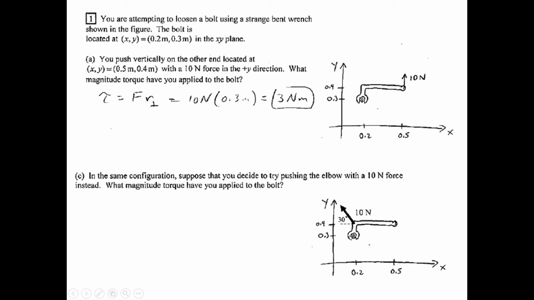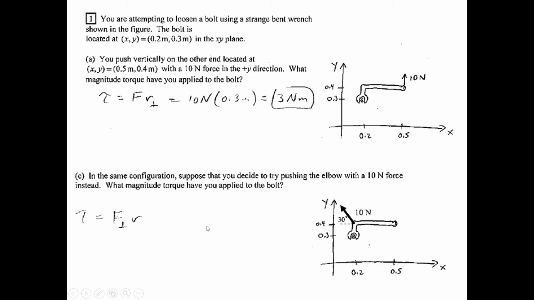Okay, C, let's put the picture up here. You have to see the picture to know what C is talking about. In this same configuration, but again, we're pushing now not on the end of the wrench, but on the elbow, that right angle point right there, and we're pushing it at an angle of 30 degrees with respect to the horizontal. If we push with a 10 newton force, what torque are we applying? In this case, I could use F perpendicular times R. I could use R perpendicular times F, but it's kind of hard to imagine.